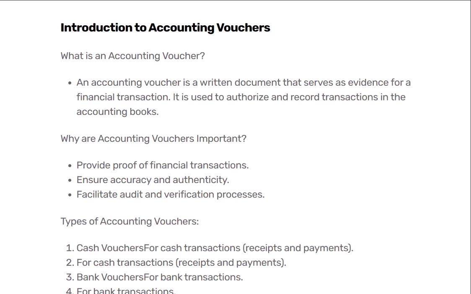So let's see what this is. Here we are explaining that the accounting voucher is a written document that serves as evidence. Now we will see why it is evidence in the future for a financial transaction. A financial transaction could be an invoice, a payment, or anything. Once it is recorded as an accounting voucher, it is evidence that it is done. It's used to authorize and record transactions in the accounting books, which we just said.